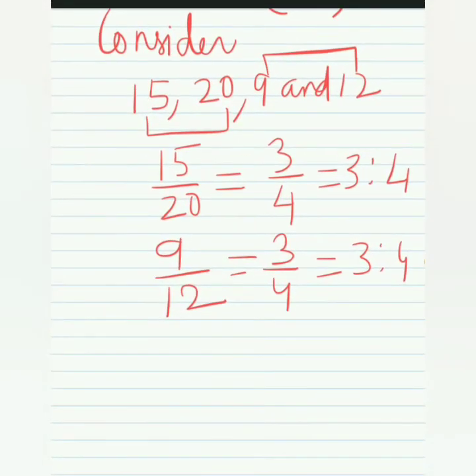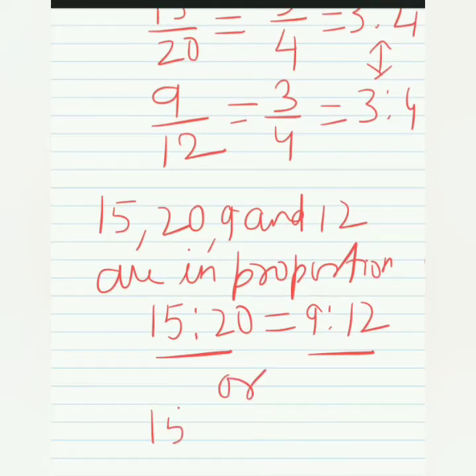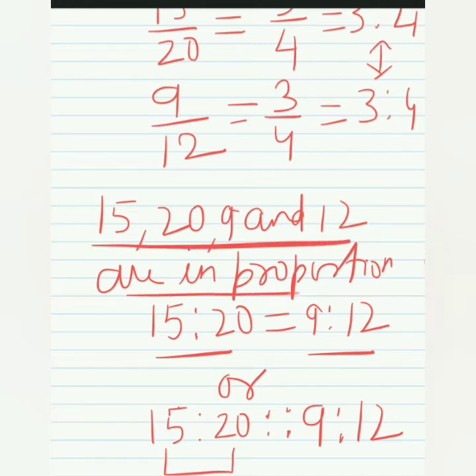Now we can say that the ratio between the first and the second quantity is the same as the ratio between the third and the fourth quantity. So we can say that 15, 20, 9 and 12 are in proportion. Okay, and we write it this way also: 15:20 is equal to 9:12, and the other way is 15:20 double colon 9:12. If the ratio between the first and second quantity comes equal to the ratio between the third and the fourth quantity, we can say that they are in proportion.